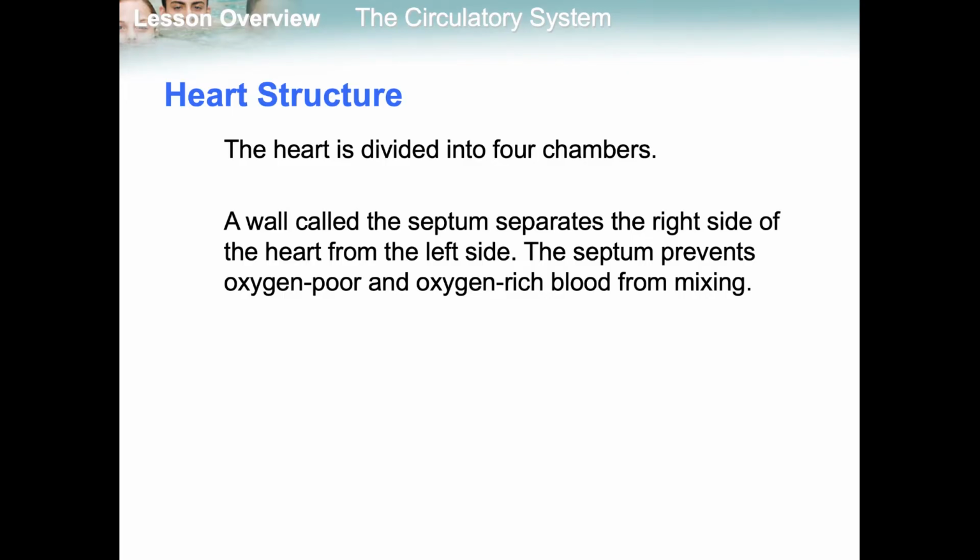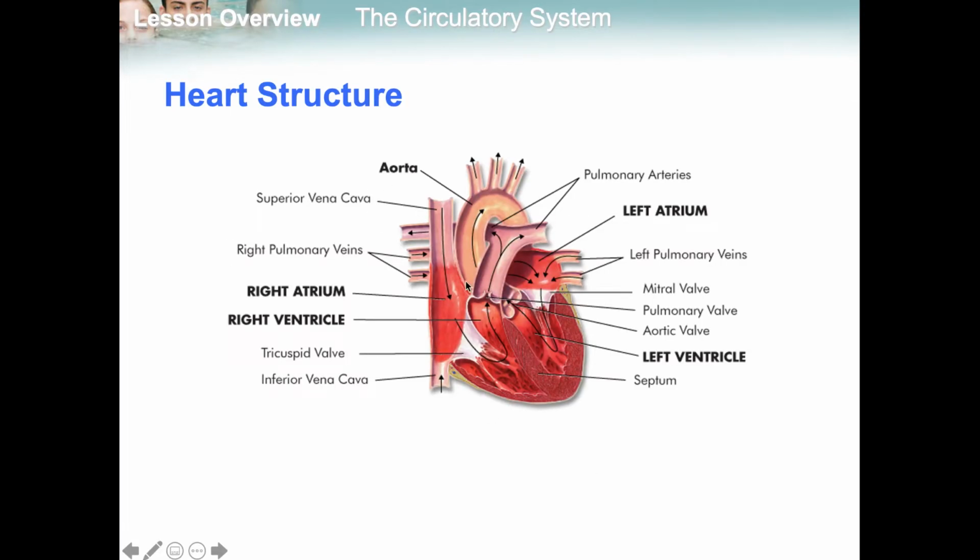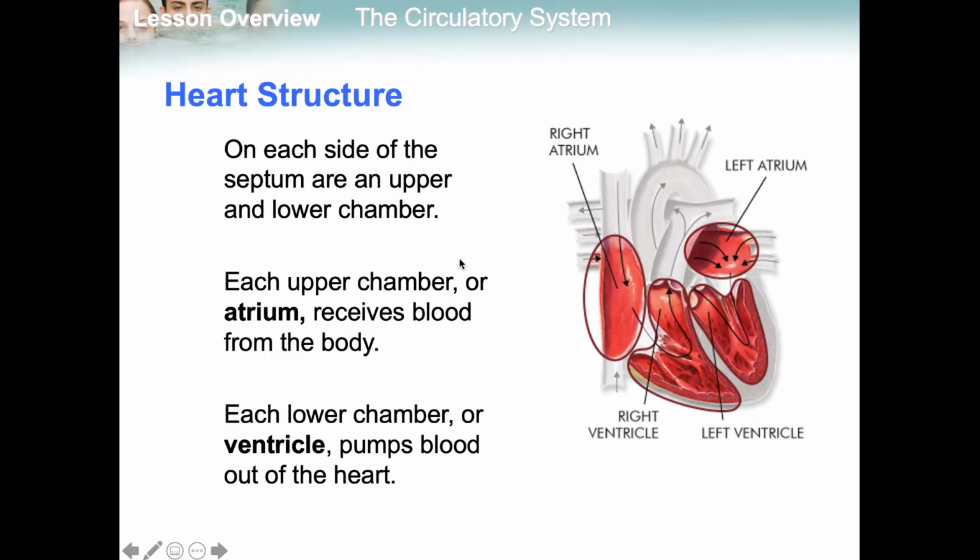A wall between them, called the septum, separates the right side, which is the oxygen poor side, from the left side, which is the oxygen rich side, and it prevents them from mixing. So here you can see that septum that prevents it. Atriums are right here, and then the ventricles are right here. So on each side of the septum, there's an upper and lower chamber. The upper chamber is the atriums. So think A going first.